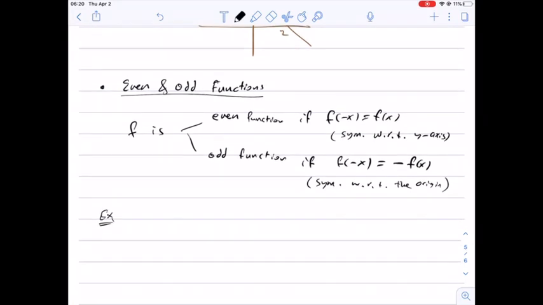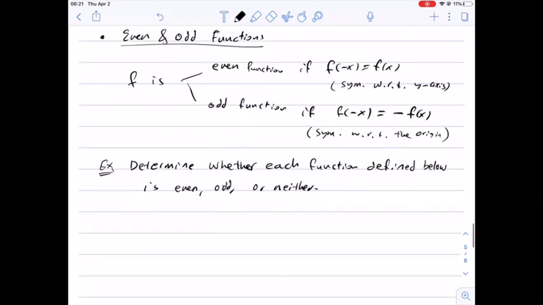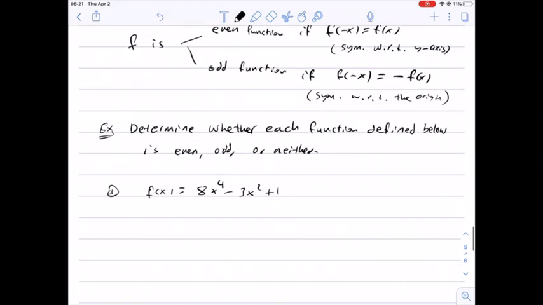Let's take an example. So we want to determine whether each function defined below is even or odd or neither. So let's start with the first function. The first function is f of x equals 8x to the 4th minus 3x squared plus 1.